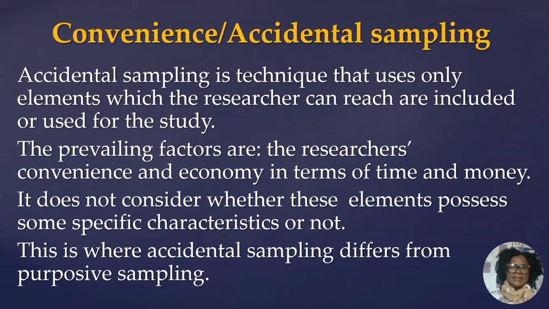Convenience and accidental sampling is another aspect of non-probability sampling technique of interest. Accidental sampling is a technique that uses only elements which the researcher can reach and are included or used for the study. Just like the name implies, it's convenient. Accidental sampling means you only need people that are convenient for you.